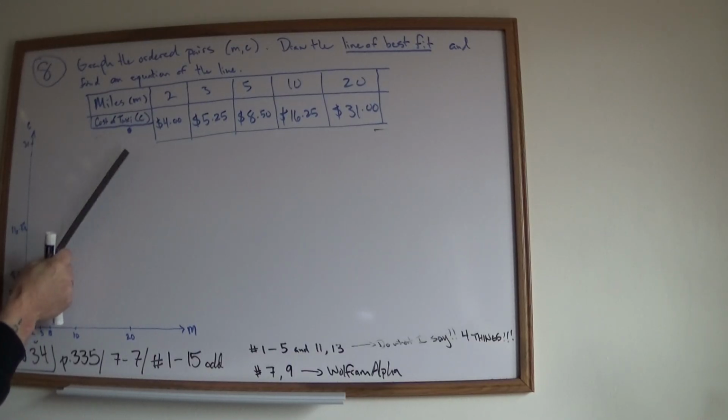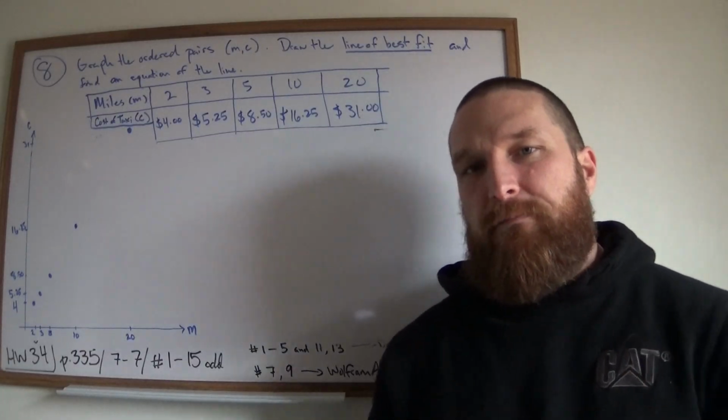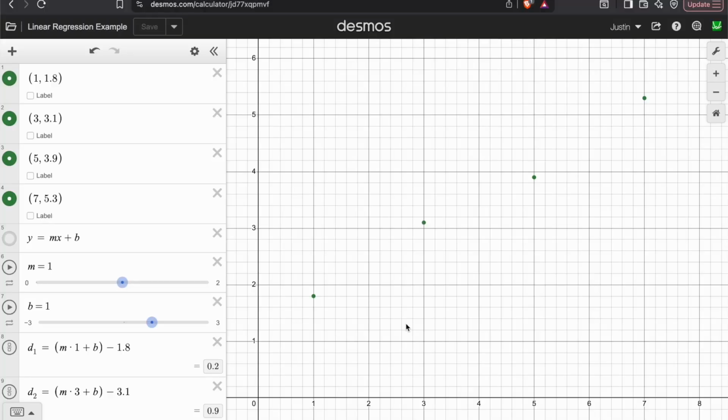How can we get as close to as many of them as possible? And to really illustrate this, we're going to go to Desmos. So I've graphed 4 points at (1, 1.8), (3, 3.1), (5, 3.9), and (7, 5.3). We're not using the ones from the example in the book because they're so far stretched out. You have X values like 2, 3, and 5, and then way over at 10 and 20. It just stretches out too far. So I made this example up.